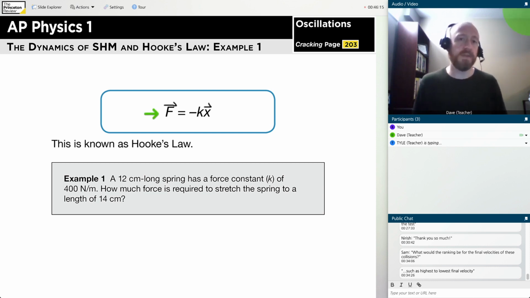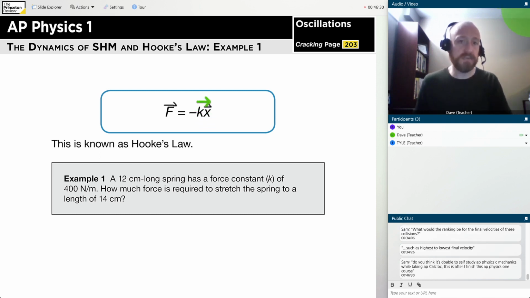The thing to be careful with, though, as you can see here, we have a number of length values, right? The 12 centimeters, the 14 centimeters. So we need to be very clear about what we want to use when it comes to the x in this equation. Remember, this is your displacement away from the rest position. So if the spring wants to be 12 centimeters long, well, at that length, the mass would be at the rest position. So if the spring is stretched to 14 centimeters, then the mass is displaced through 2 centimeters.